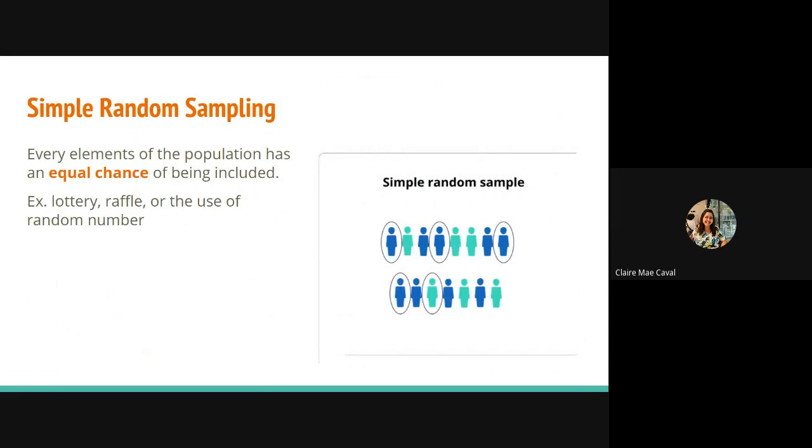So simple, let's go back. Simple random sampling: every element of the population has an equal chance of being included. In here, you don't have to think, you don't have to choose, you don't have to decide. Just have to pick, anywhere, anything, kahit saan. Examples here are lottery, raffle, or the use of random numbers. So ito, hindi talaga to bias kasi very random.